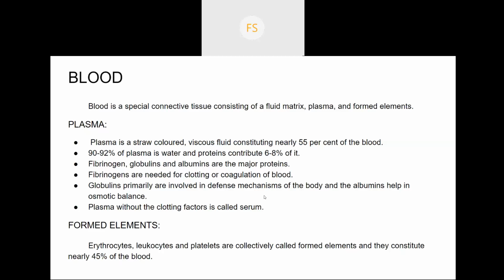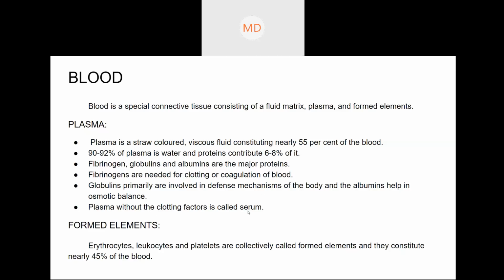Okay, so that is about the proteins. That is fibrinogen, globulins, and albumin. Three proteins present in plasma. Fibrinogen is required for blood clotting, globulins for the self-defense mechanism, and albumins for osmotic balance. That is water balance.